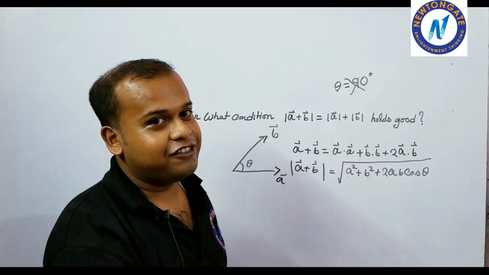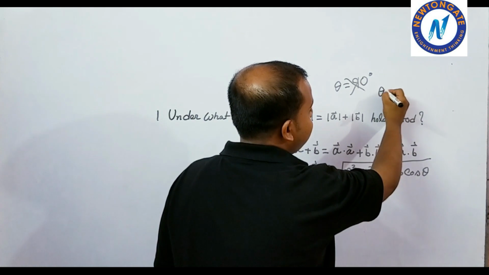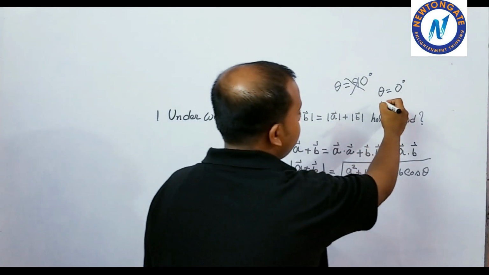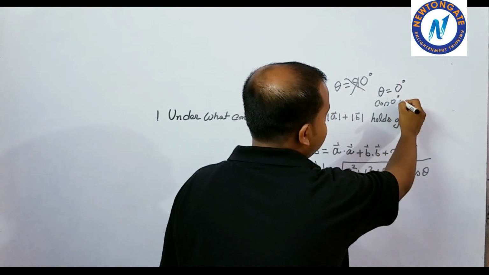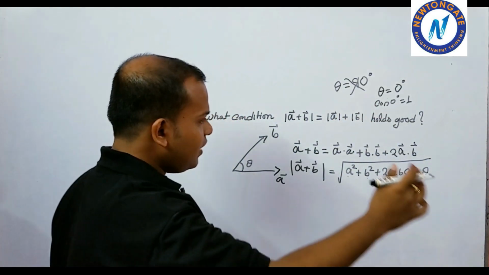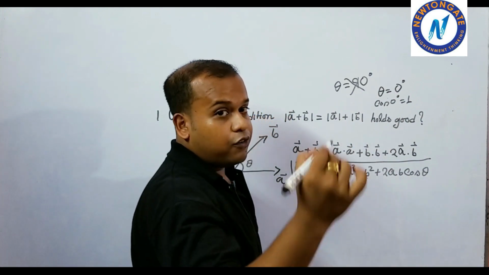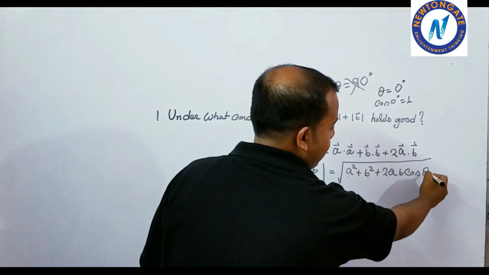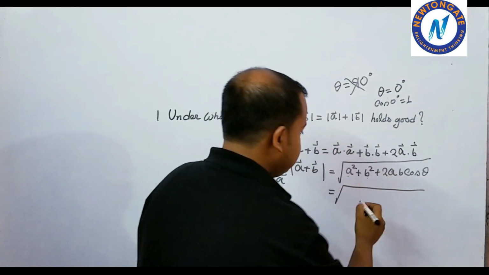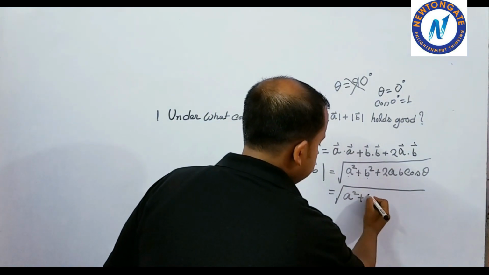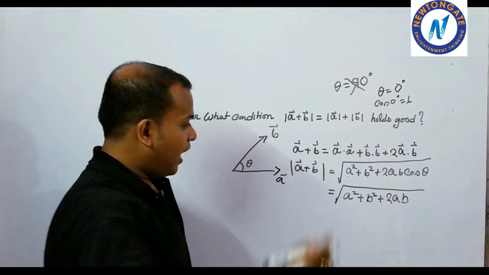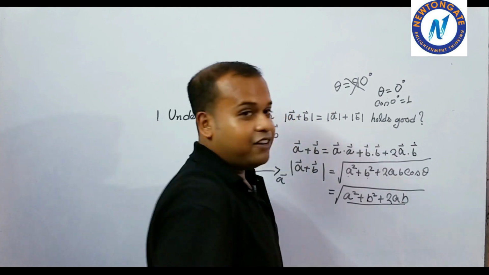Now let us try a different value of theta. Let us suppose theta equals 0 degrees. For theta equals 0 degrees, we know cos 0 degrees equals 1. So for this value of theta, cos theta will be equal to 1, and we are left with A square plus B square plus 2AB.